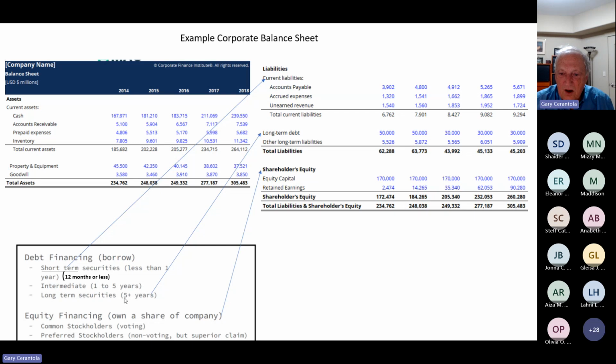The long-term securities go into long-term debt. And if you're equity financing, then you get into shareholders' equity and how that looks. So that's where that goes on the balance sheet, in terms of liabilities.